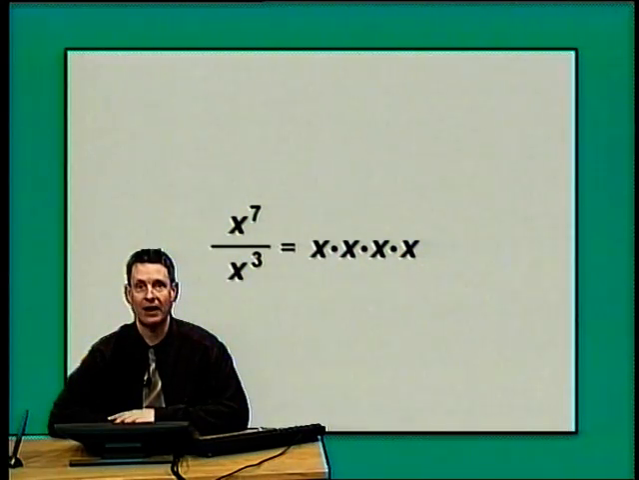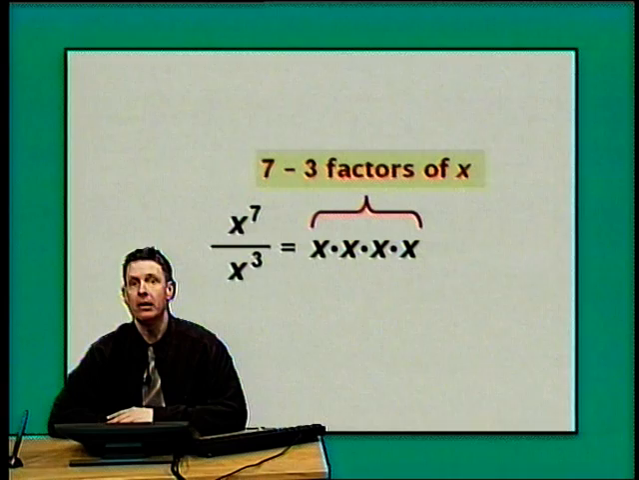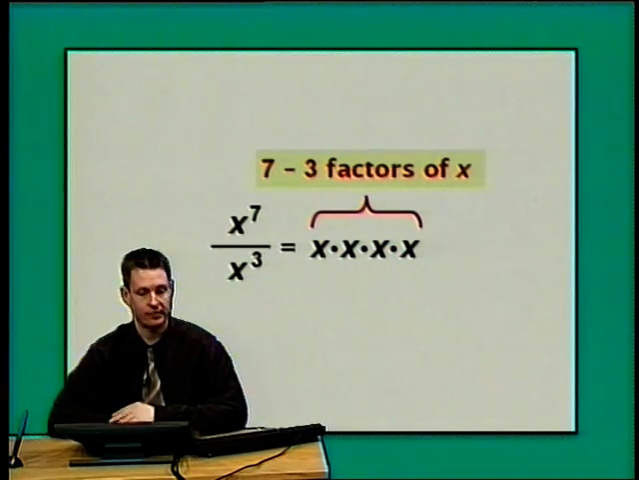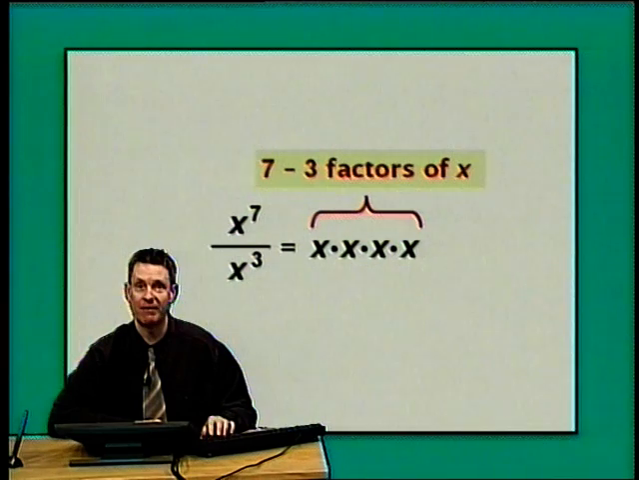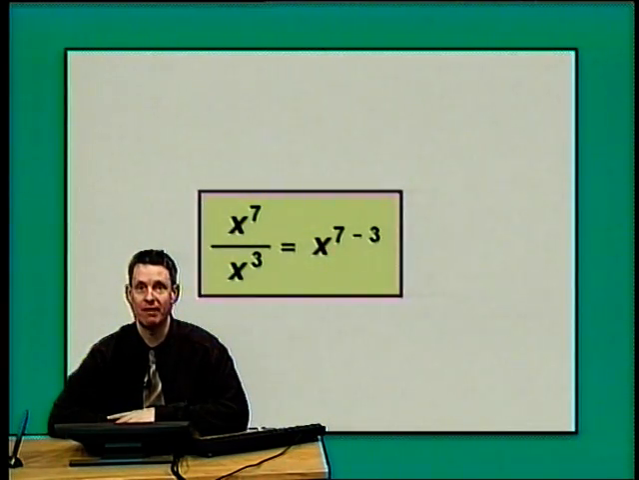Where did those 4 factors of x come from? They came from the 7 factors of x that I originally had in the numerator, divided by the 3 factors of x that I had in the denominator. That left me with 7 minus 3, which is 4 factors of x. How do we express 7 minus 3 factors of x? We express that with an exponent of 7 minus 3.